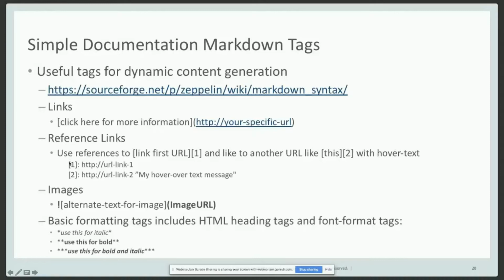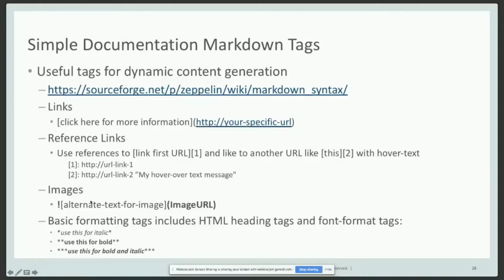Then below that, I put a marker, which is square bracket 1, give it a link, and I can do square bracket 2, give it a link, and then give it a hover text message by putting this in quotes. So what I would see is the word this would come up as a hyperlink when I execute this paragraph. I'd have the link to URL link-2, and as I hover over it, it would say my hover over text message.